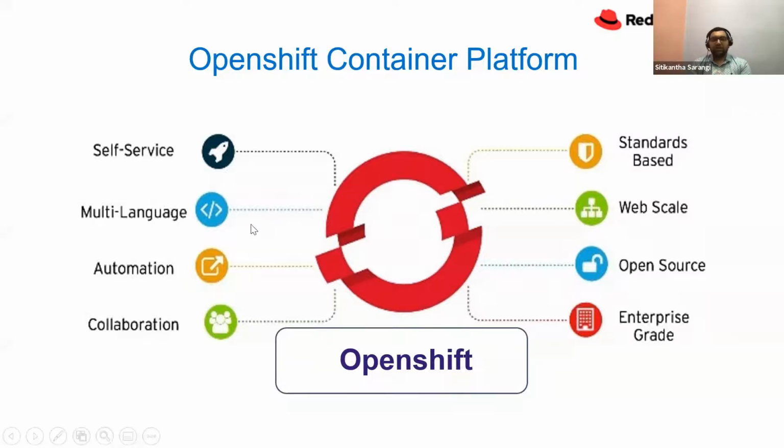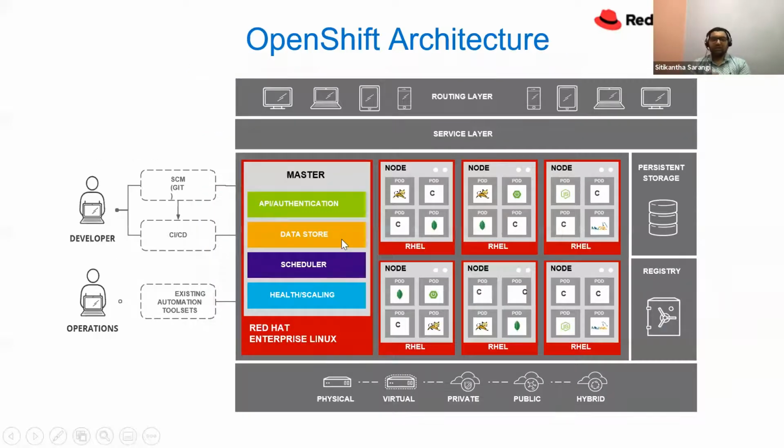We can move on to the next one, which gives you an idea of the OpenShift architecture. OpenShift basically has two parts that you can consider as a developer. One is your master node and another is your worker node. Worker nodes are the nodes where your actual load is deployed. Load means your applications are deployed.